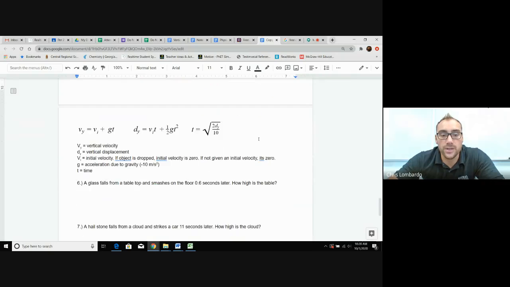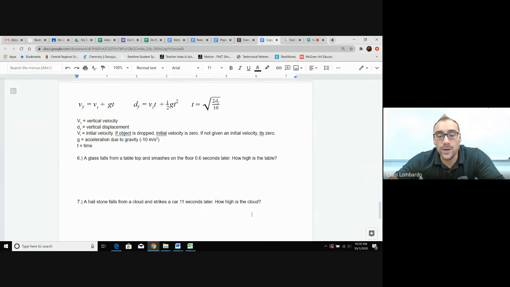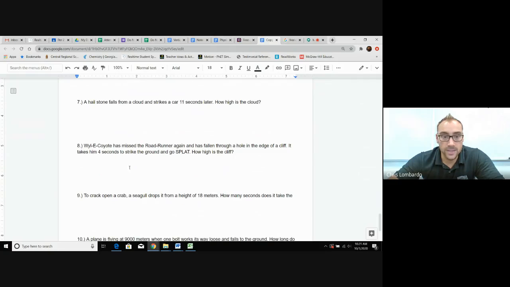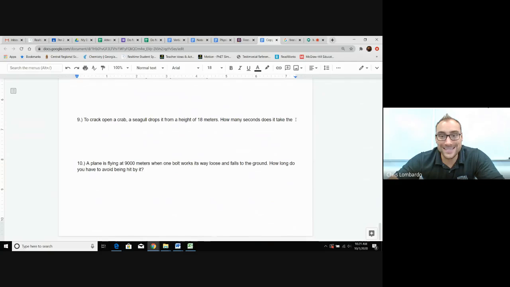And that's how you guys are going to go through and continue. How high is the table? Again, you're looking for dy. How high is the cloud? Well, it's not asking for speed, velocity, how fast. It's not asking us for how long it's in the air, what time. Height, vertical displacement, how far above, how far below. Looking for this one. How high is the cliff? dy again. How many seconds does it take? You're looking for t. How long do you have? You're looking for t as well.